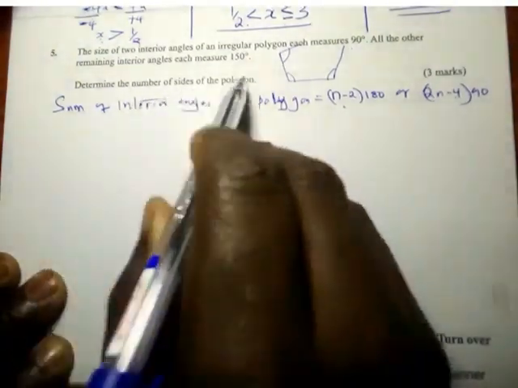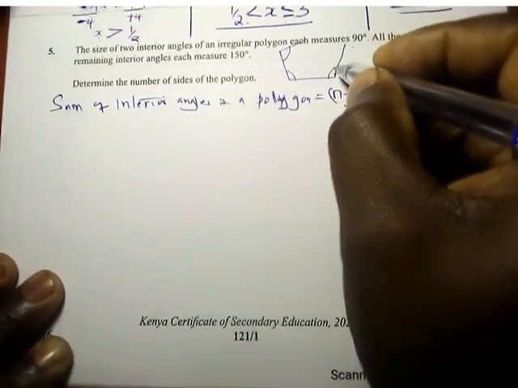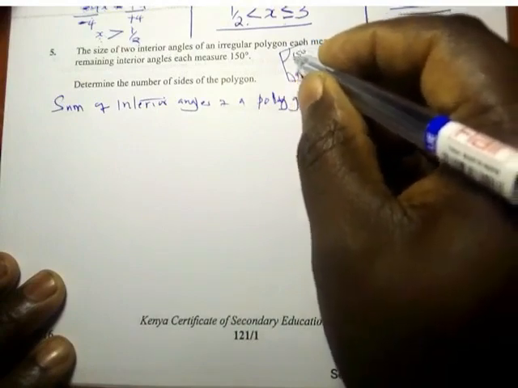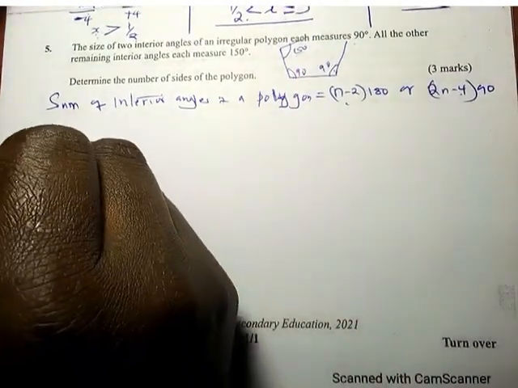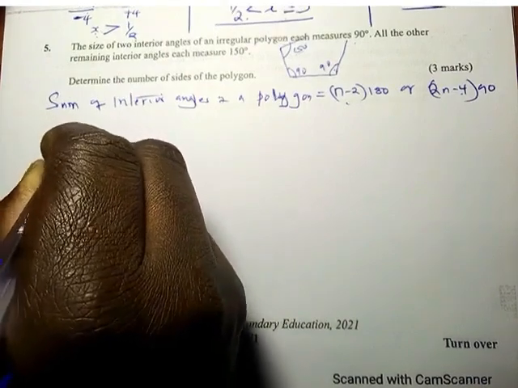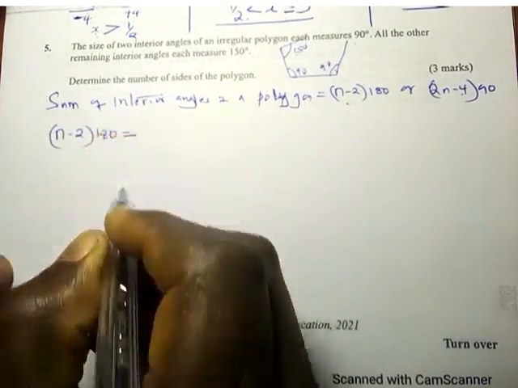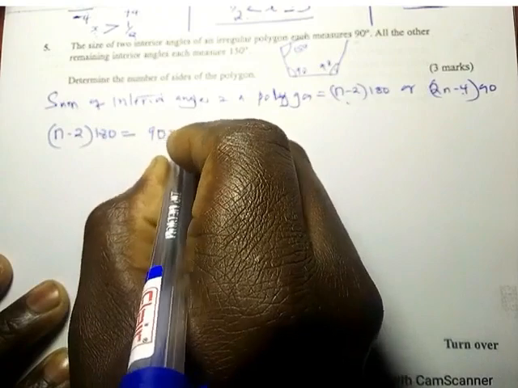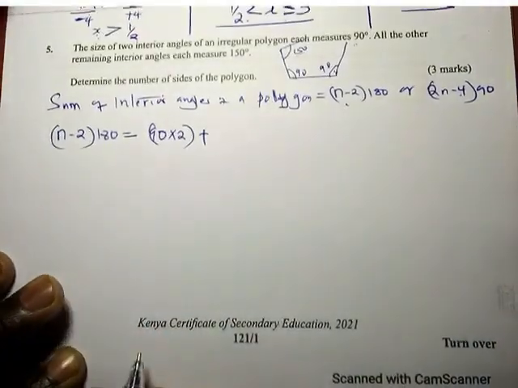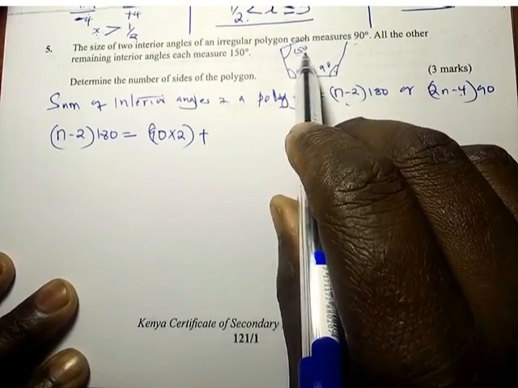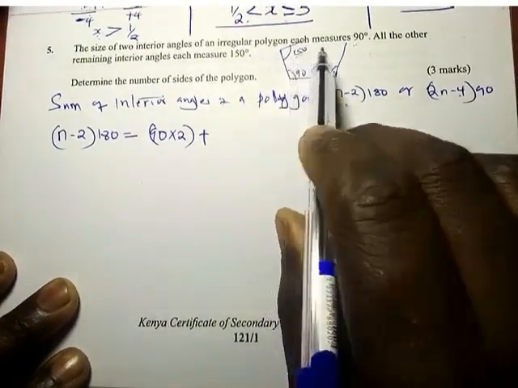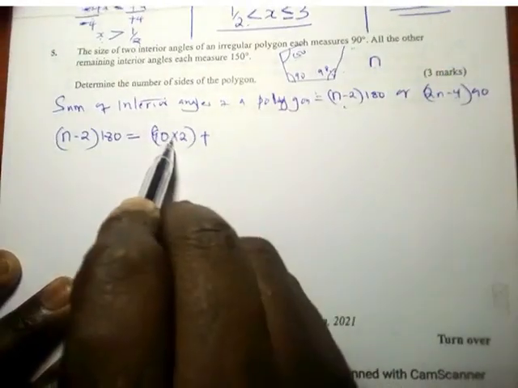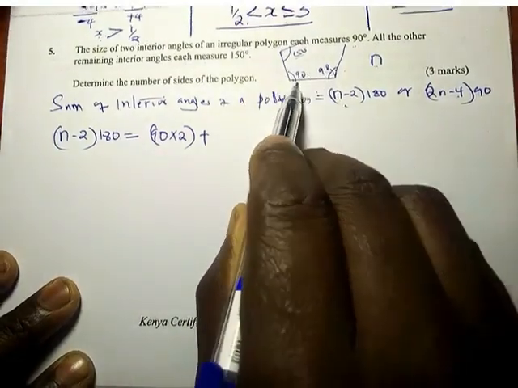So hapa tumeambiwa this irregular polygon, two of them are going to be 90, and the rest are going to be 150. So now the sum, which is n minus 2 times 180, is going to be, number 1 tuko na mbili ambazo ni 90, so itakuwa 90 times 2. We add, sawa. Hii polygon iko na n sides. Already tuko na sides mbili. Tunajua 90. So hizo ni sides mbili.